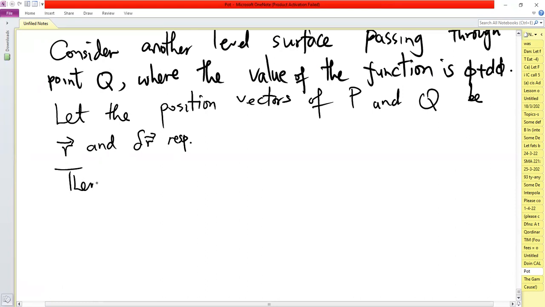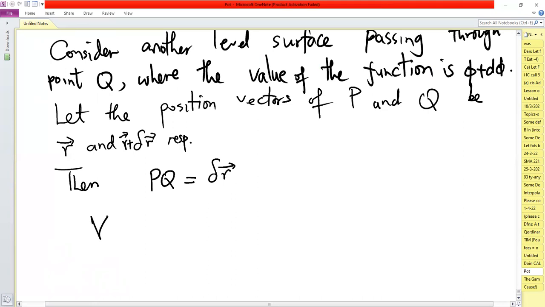Then the vector PQ will be given by delta R. So the position vectors of point P and Q are R and R plus delta R respectively. So therefore, PQ will be given by delta R.